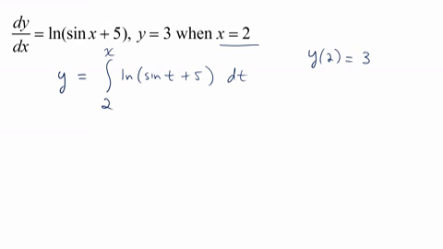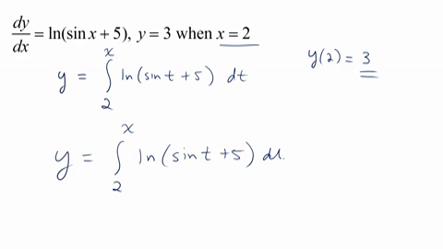What we currently have is not going to work. If you let x be 2 right now, we would integrate from 2 to 2, and we have a property that says that result would give us 0, and we need to have 3. To address that, we simply put a plus 3 at the end of our answer. So we have y equals the definite integral from 2 to x of the natural log of sine t plus 5 dt, plus 3.